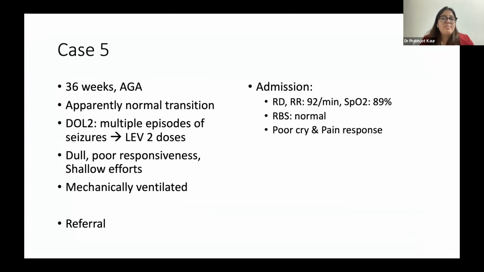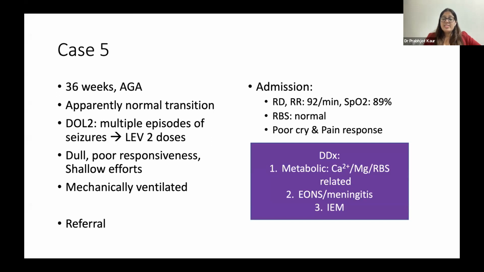So to wind up, this is the last case. This was, again, a 36 weeks appropriate for gestational age baby, had an apparently normal transition, and on day of life two had presented with multiple episodes of seizures, received two doses of Levipil, was continued to be very dull, poorly responsive, and had shallow efforts post the seizures, with ongoing seizures, and was mechanically ventilated for the same, and was referred. So by the time the baby was admitted with us, the baby had respiratory distress, had desaturation, sugars were normal, baby was having a poor cry and pain response.